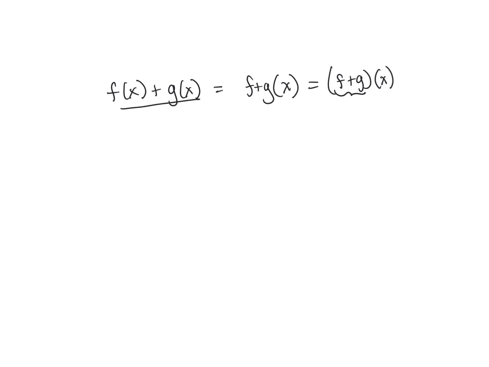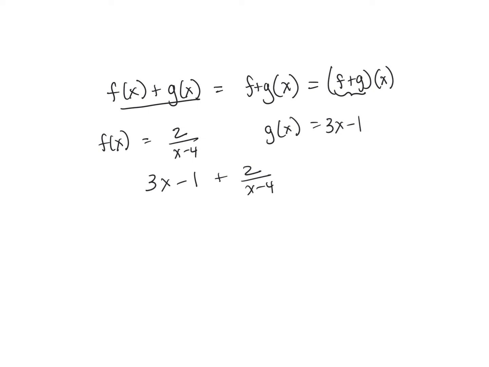So let's suppose that f of x is 2 over x minus 4, and g of x is 3x minus 1. Then if we add those together, it's just going to be 3x minus 1 plus 2 over x minus 4. You just add the pieces together. Adding functions is exactly what you would like it to be.